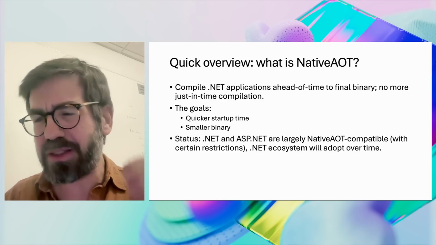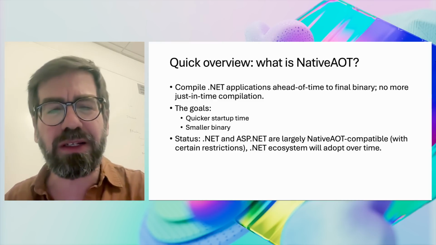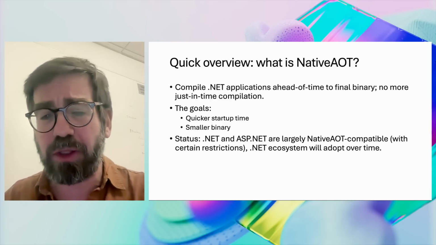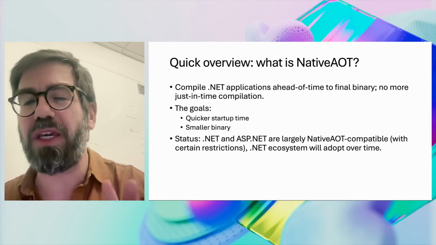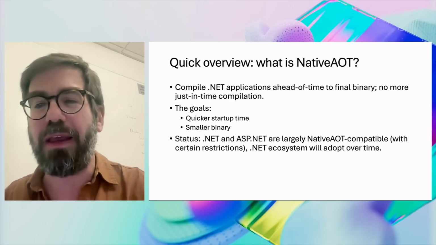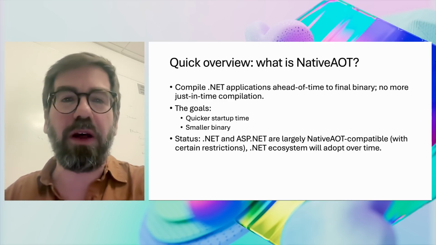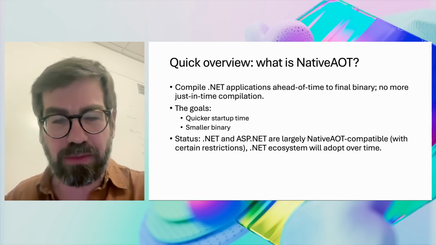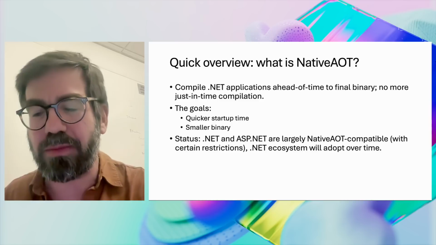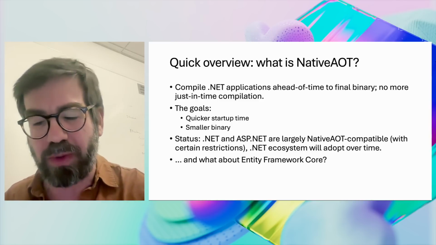So what is the state of things as of .NET 8? .NET and ASP.NET are largely native AOT compatible with certain restrictions. So in general, you can't just take any .NET application and make it run in native AOT. You may need to make certain adjustments, and that's improving with time, and the .NET ecosystem is adopting it, libraries adopt it, and so on and so forth.